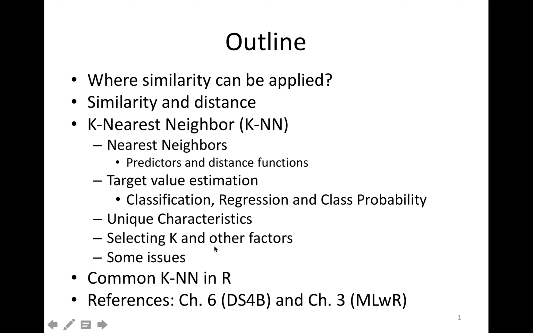What is unique about KNN and some of the parameter selections, such as how many nearest neighbors, that is what K stands for, and some other factors. Lastly, just comment on a couple of commonly known issues with KNN that we should watch out for. And lastly, I will talk about the KNN function that you will use in R for your assignment, which is different from what is used in chapter 3 of the book.